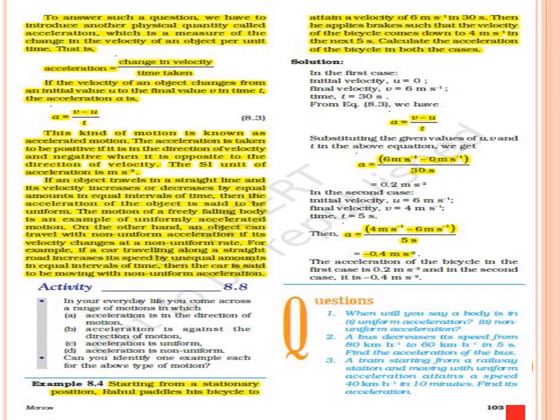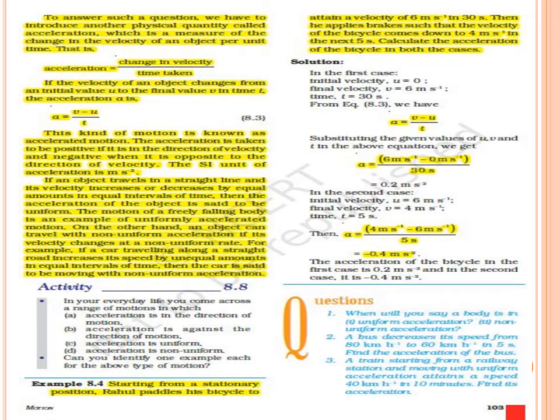If an object travels in a straight line and its velocity increases or decreases by equal amounts in equal intervals of time, then the acceleration of the object is said to be uniform. Here we are talking about uniform acceleration and not uniform motion. In case of uniform acceleration, the change in velocity may be increasing or decreasing, but this change must be in equal amounts in equal intervals of time.